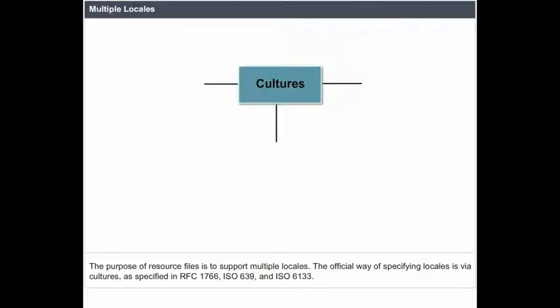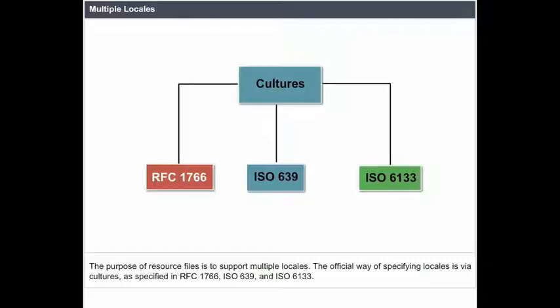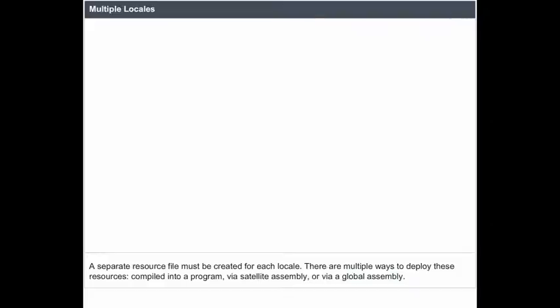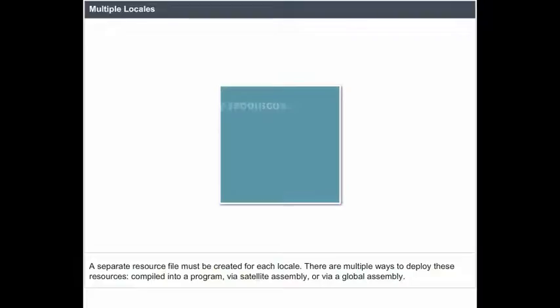Multiple locales. The purpose of resource files is to support multiple locales. The official way of specifying locales is via cultures, as specified in RFC 1766, ISO 639, and ISO 3166. Cultures are denoted with 4-character designations. The first 2 characters specify the language in lowercase, and the second 2 specify the country or region in uppercase. A separate resource file must be created for each locale. There are multiple ways to deploy these resources: compiled into a program, via satellite assembly, or via global assembly.